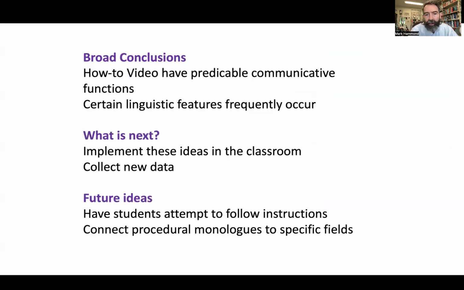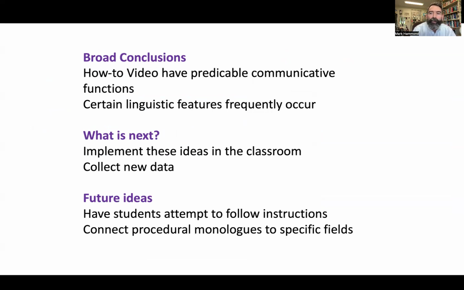Just some real broad conclusions to kind of sum up here. Definitely with how-to videos, there are predictable communicative functions, I think, in the genre. And there are certain linguistic features that frequently occur with those functions. So it is definitely something we can teach.